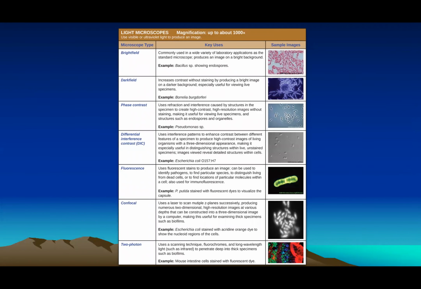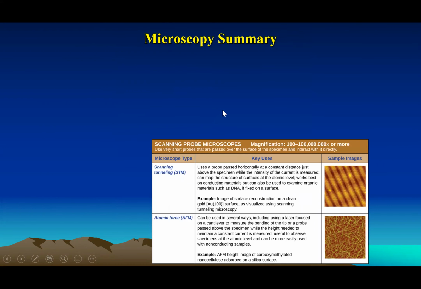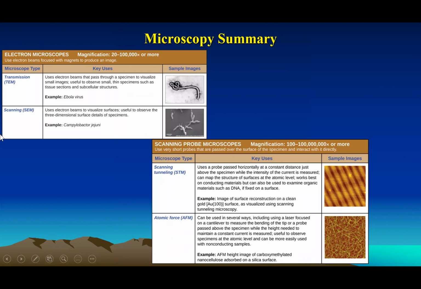So the next two slides are summary slides of the different types of microscopy. So it's talking about the different types of microscope, what each is used for, and a sample of the images. What is the difference between transmission electron microscope and scanning and atomic force microscope? So these are summary slides.